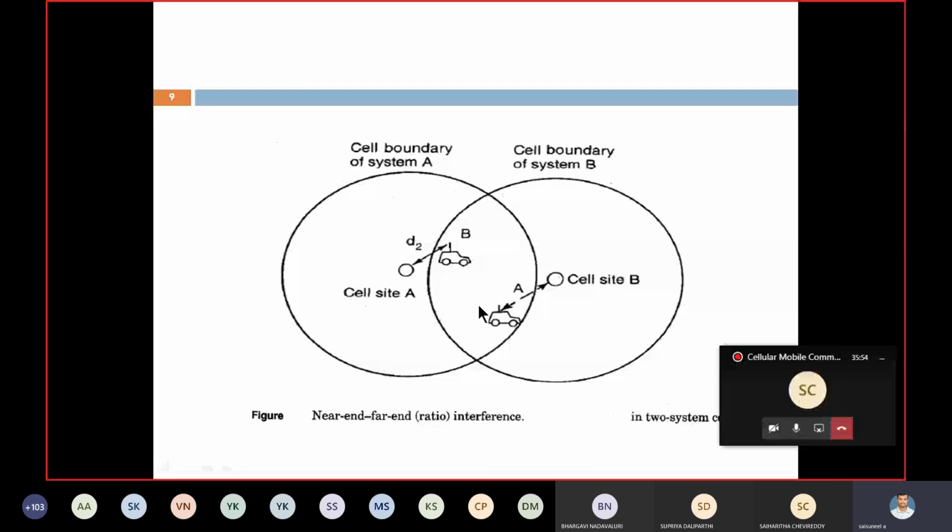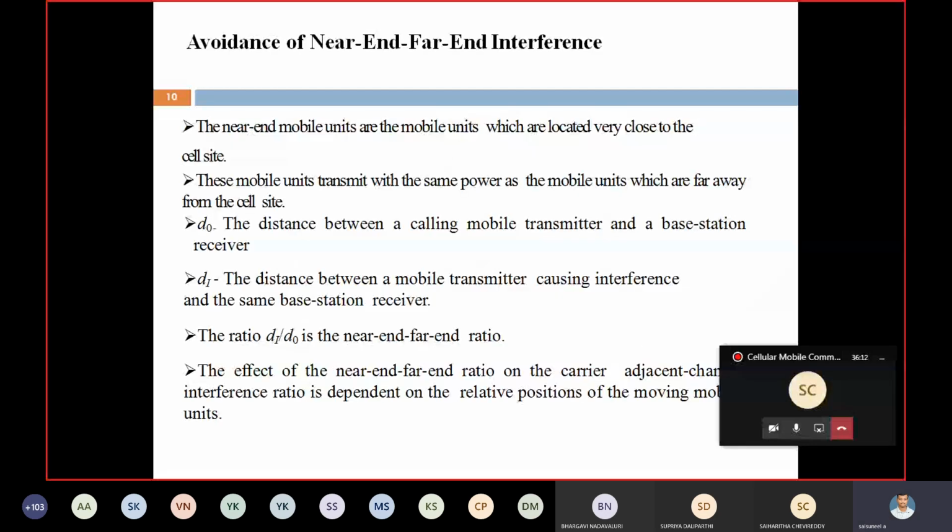How to avoid this near end, far end interference? The near end mobile units are the mobile units which are located very close to the cell site. They transmit with the same power as the mobile units which are far away from the cell site. How to overcome this problem? Whenever the mobile is nearer to or farther from the base station, the master should give the same power to all. Then only can you rectify this problem.